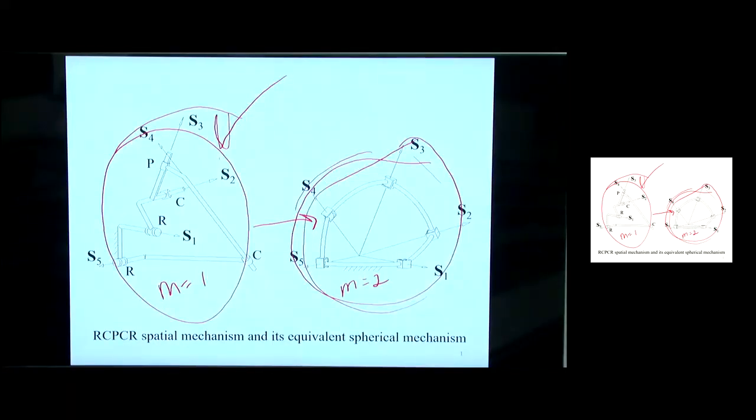For the test question you showed us, like the first one today, how do you find the degree of freedom for the spherical mechanism?